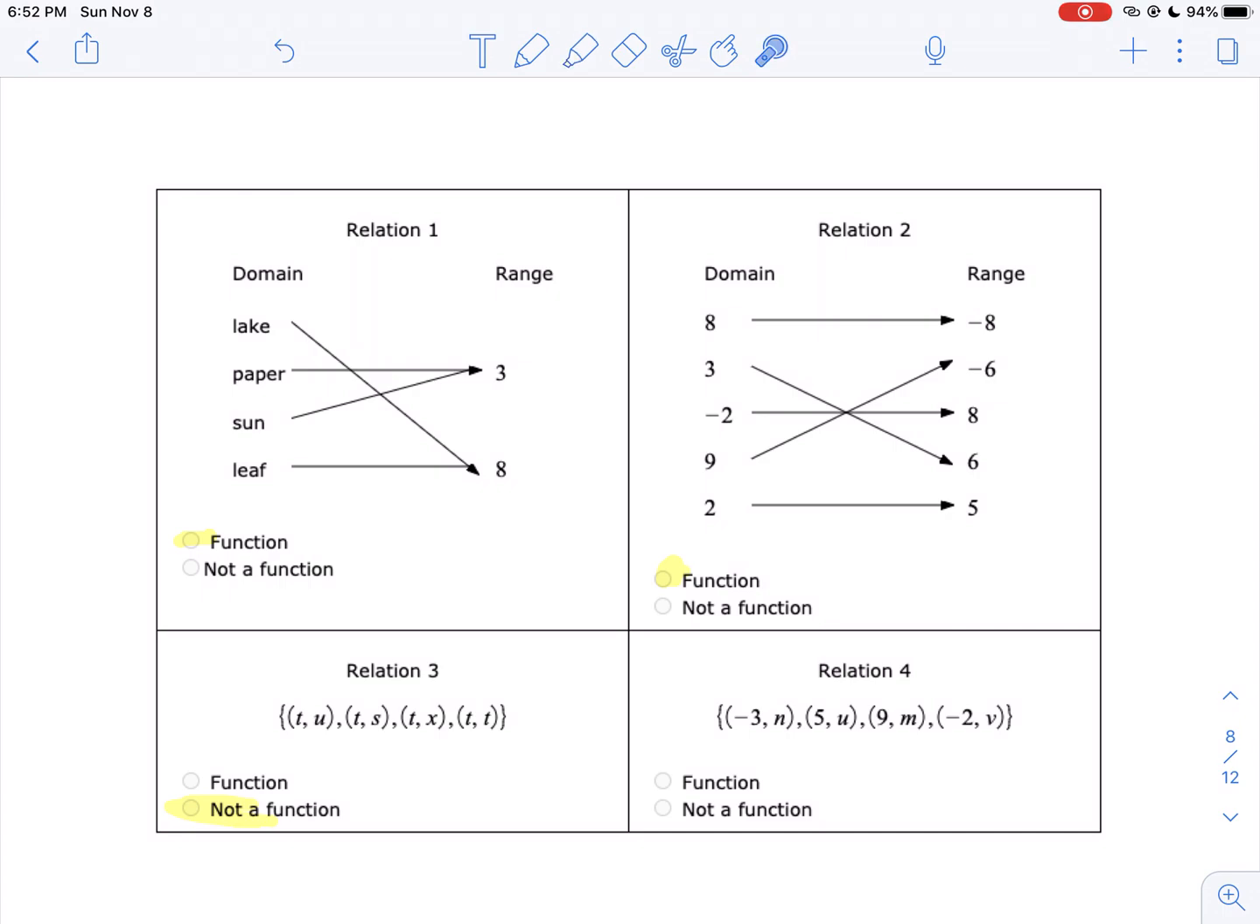If we look at the last one, negative 3, 5, 9, negative 2. All your inputs are different, so it must be a function. The only way it will not be a function is if the inputs repeat like they did in relation 3. And if they repeat, the y's, or the dependent variables, have to repeat, and they don't in this case.